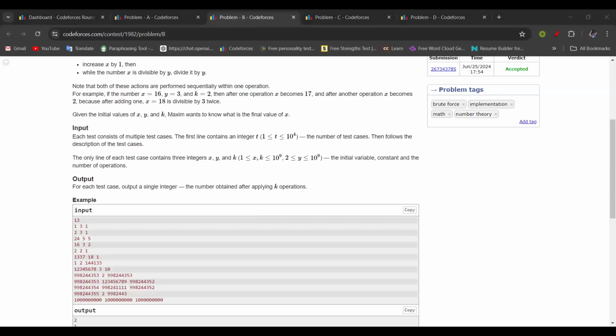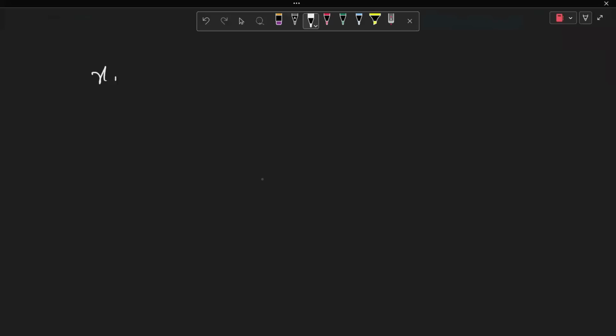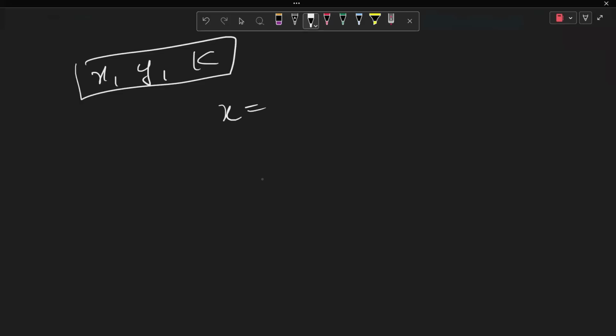Let's take an example. We are given three variables, x, y, and k. So what do we need to do? Let's suppose we are given x equal to 15 and y equal to 4, and we have to perform this operation some number of times, let's say 5 times.